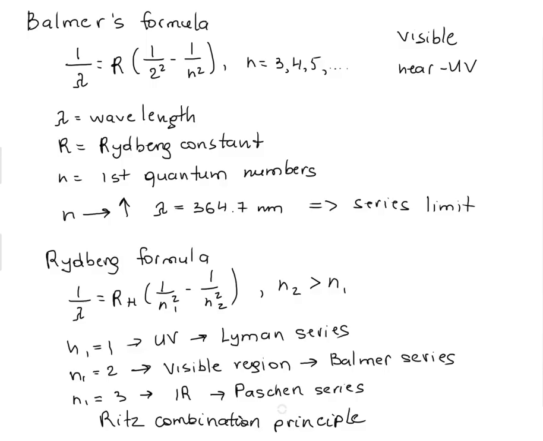This is a very good start towards quantum mechanics. So this gave scientists the idea that energy is not arbitrary. It's not going to randomly emit any energy. Its energy is quantized, and it only emits certain wavelengths. So this was the most important aspect of the hydrogen atomic spectrum.